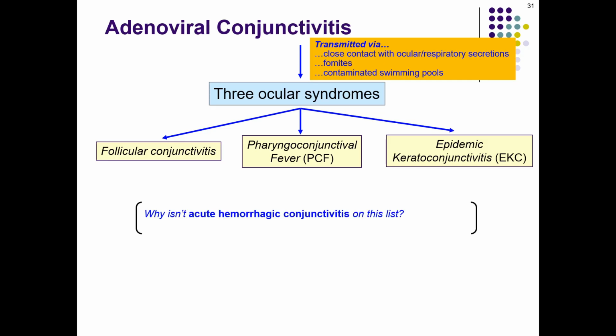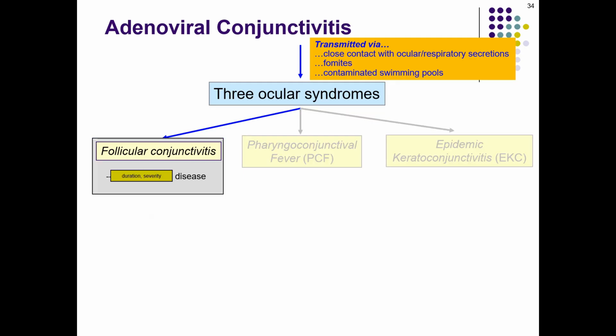So why isn't acute hemorrhagic conjunctivitis on this list? Because it's not caused by adenovirus. Acute hemorrhagic conjunctivitis is caused by enterovirus or Coxsackie virus. So don't confuse between them. Follicular conjunctivitis is a mild transient disease and actually there is no management needed. It will go away by itself.